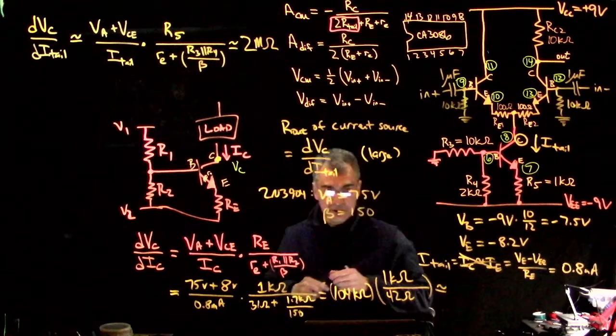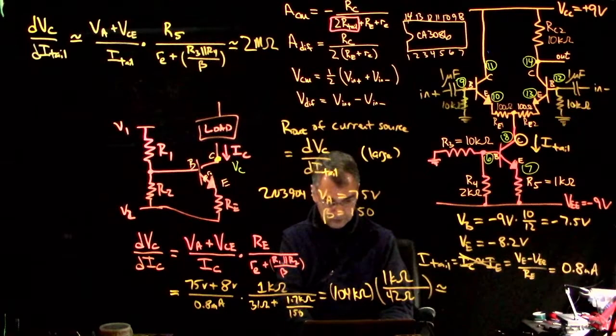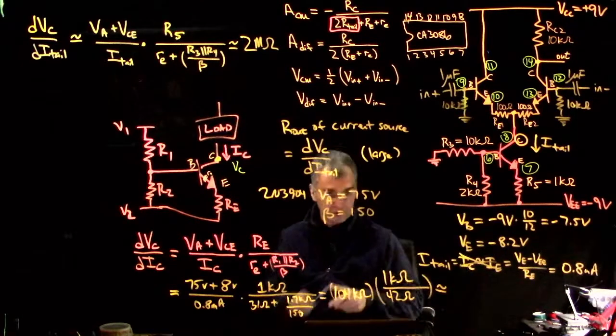Okay, and what is that? So you have 104 times 1,000 over 42. So you get about 2.5 mega ohms.